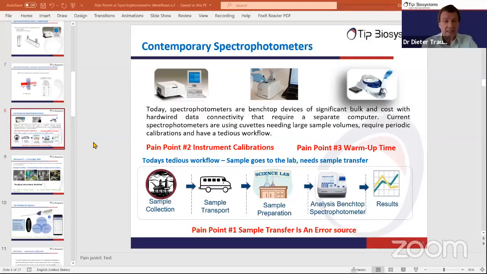Slide number 8 was about contemporary spectrophotometers. Let me share. John, you mean this slide? Yes, correct. Okay, so on this slide, I was talking about the state of the art, you can say, today in spectrophotometry.